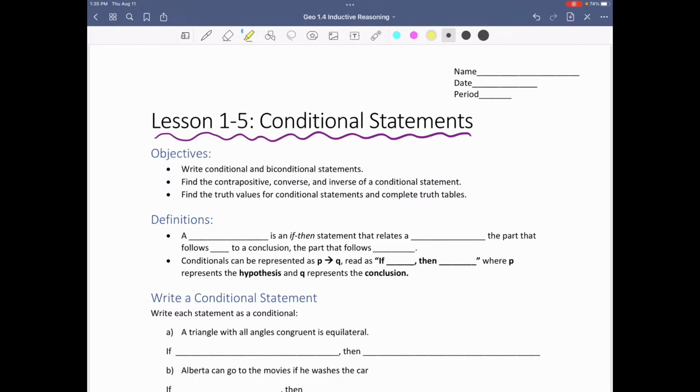Now for the objectives. So first things first, we will write conditional and biconditional statements. And we will also find the contrapositive, the converse, and inverse of a conditional statement. We will also find the truth values for conditional statements and complete truth tables.